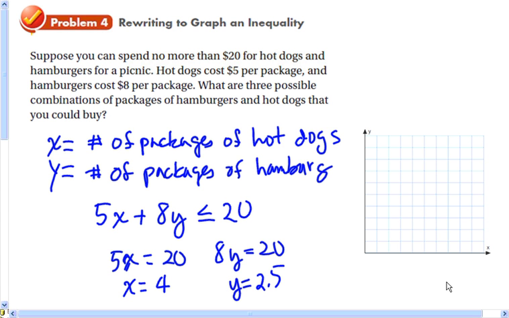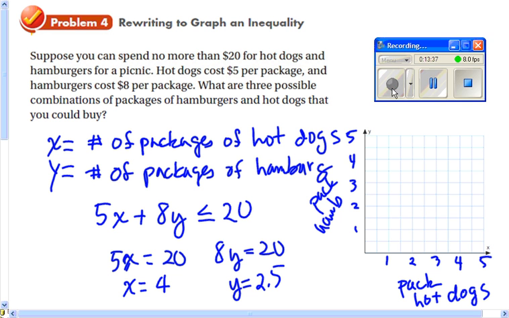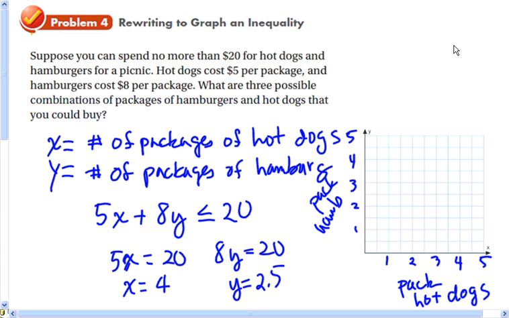Now to make a graph, I'm going to set up a scale for this. So my y-axis, I have my packages of hamburgers, and my x-axis, I have my packages of hot dogs. And I use the scale of a half on here. So my x-intercept is 4. x is 4, so I'm going to put a dot there. My y-intercept is 2.5. So I'm going to put a dot there. And since it can be less than or equal to, I'm going to use a solid line to graph this. And that's going to look like that. Put down a little better there.